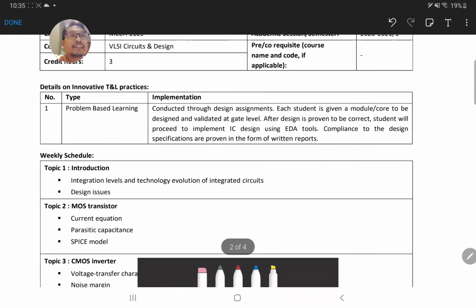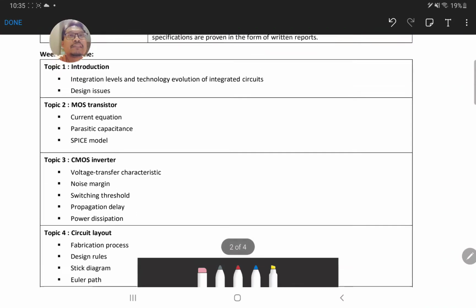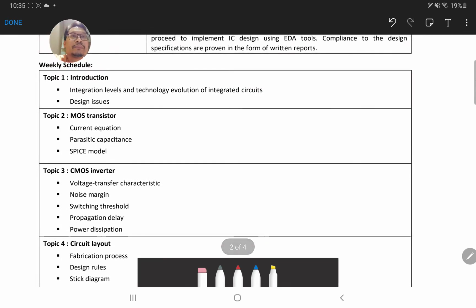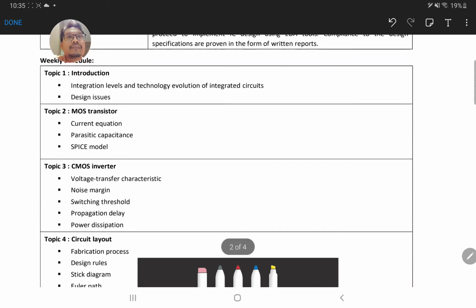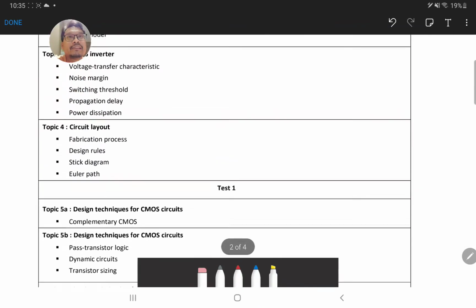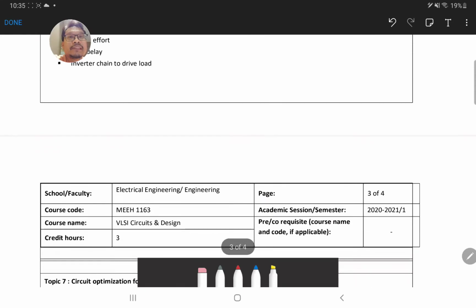So let's go into what is PBL. I think you can read through this. So the weekly schedule. This is the weekly schedule based on the Perdana mode, the UTM JB mode, and basically topic 1 until topic 5. Topic 1 to topic 5 are basic topics. The advanced topics are actually topic 6 and 7.